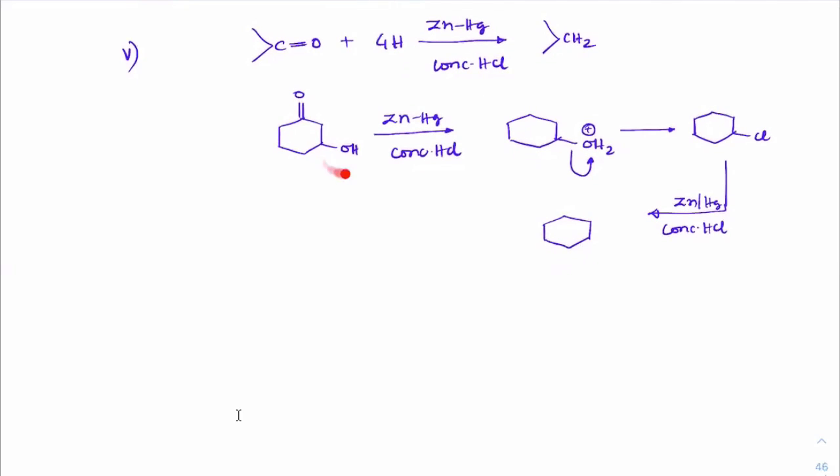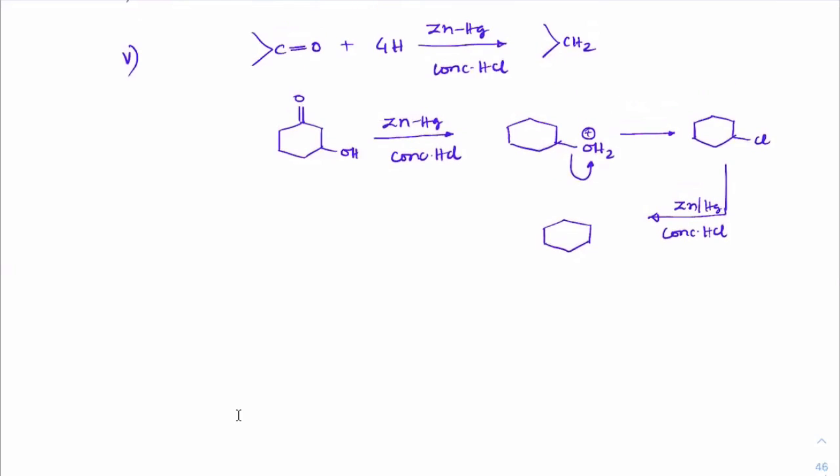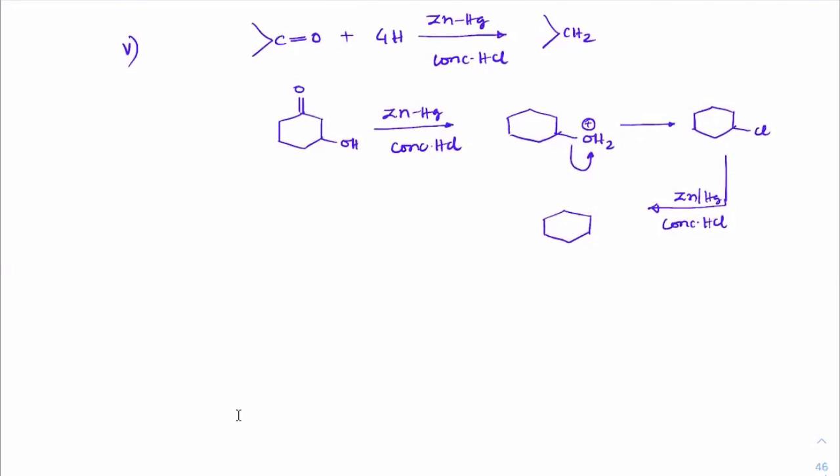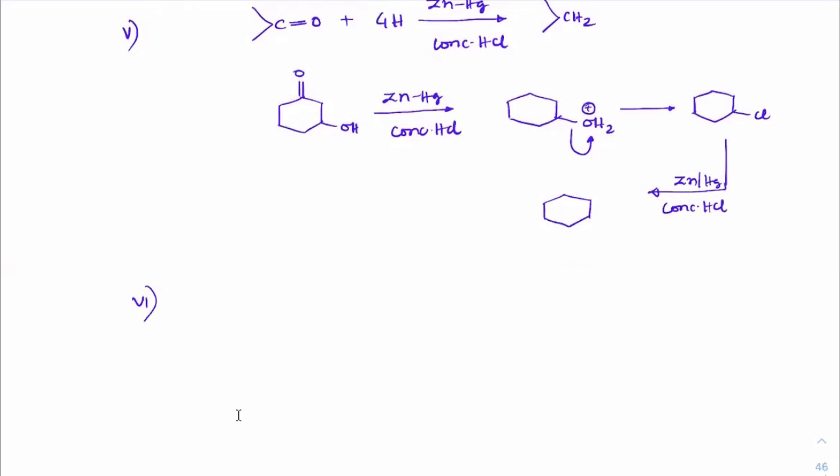Someone was pointing out, no, not with this. In Wolff-Kishner reduction, it will happen. So I'm writing the next one. Same reaction, I'll write it in Wolff-Kishner form. If you treat this with Wolff-Kishner reduction, what is Wolff-Kishner? NH2-NH2, hydrazine in the presence of alcoholic KOH. So that will give this alkane.